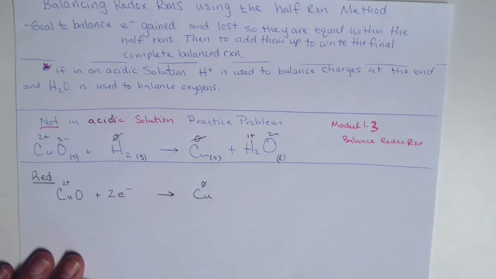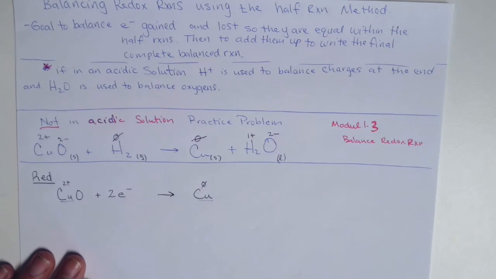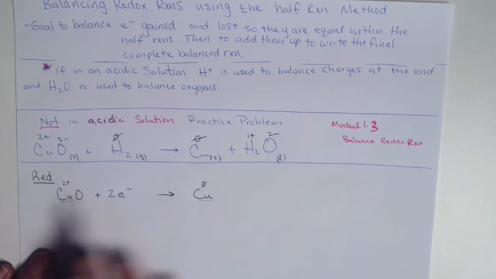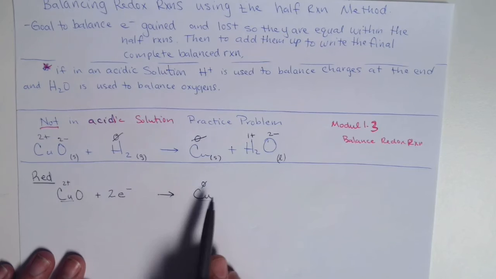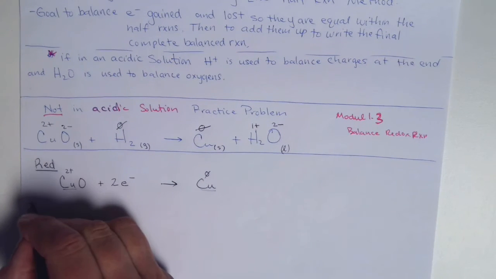Now, before you move on from here, you look at what is actually reduced, just the copper, and you ask yourself, is it balanced? If it was not, you would need a coefficient and change the electrons being gained. But in this case, copper is 1 coming in and 1 coming out, so only 2 electrons are being exchanged here.